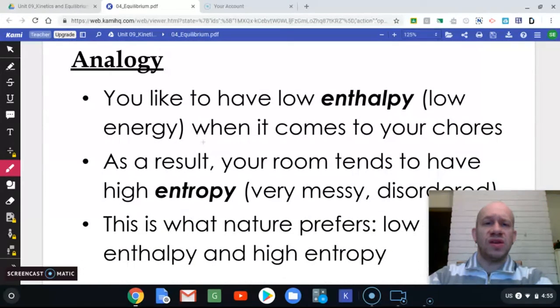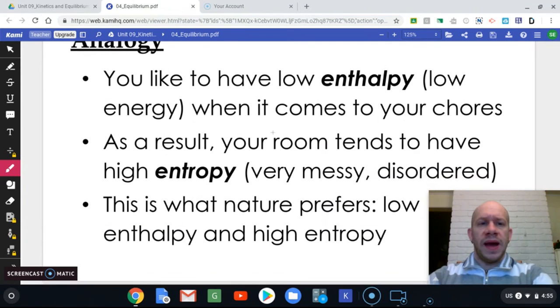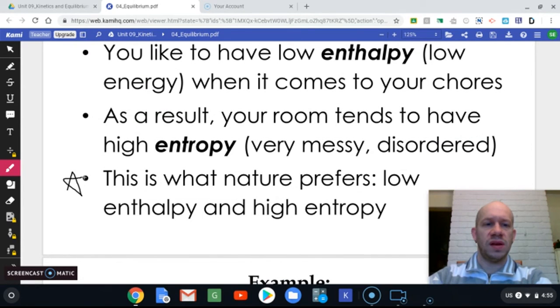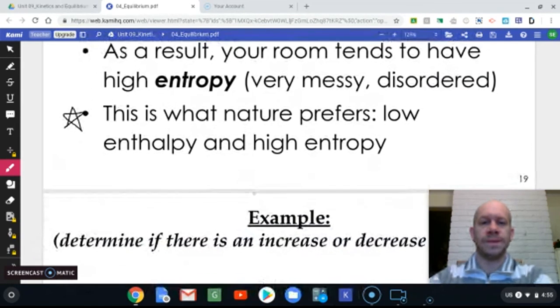An analogy is you like to have low enthalpy or low energy when it comes to your chores, don't we all? As a result, your room tends to have very high entropy. It's very messy, it's very disordered. This is what nature prefers: low enthalpy and high entropy.